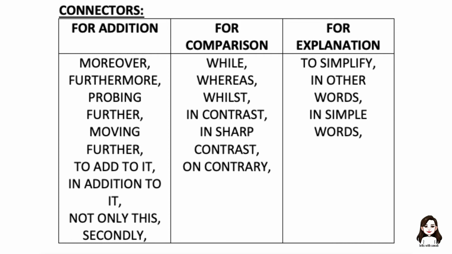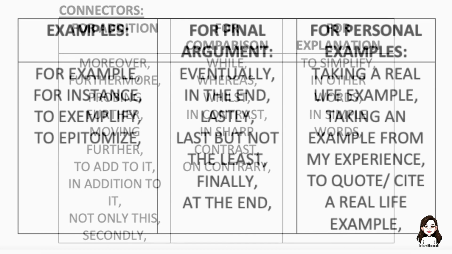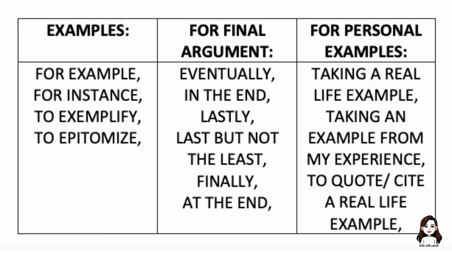If I talk about explanation of a particular point, then I can use to simplify, in other words, in simple words. If I am beginning with a particular example, then I can start my example with for example, for instance, to exemplify, to epitomize. If I am finally ending my whole paragraph, then I can use these words: eventually, in the end, lastly, last but not the least, finally, at the end. I can use these one-word or a bit longer phrases to end my body paragraph.